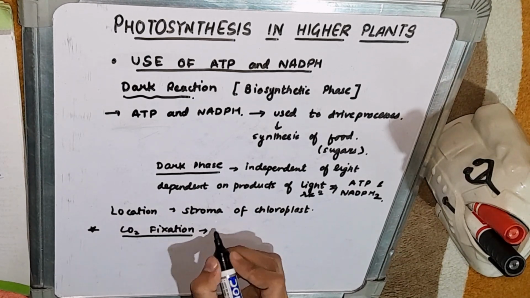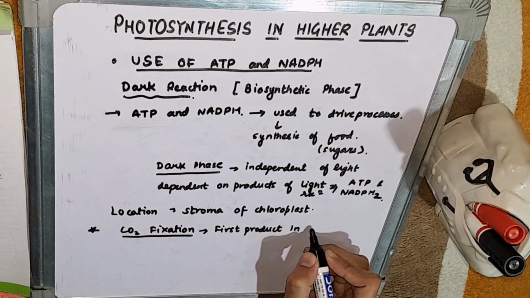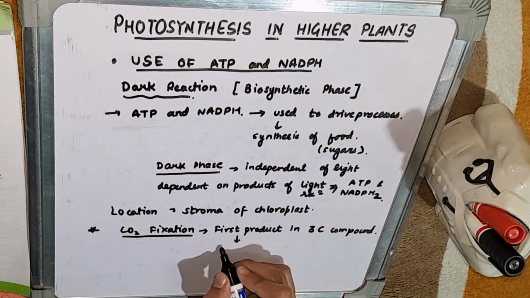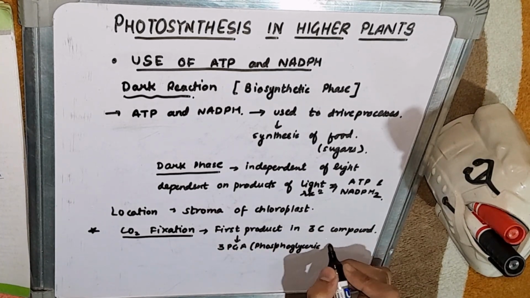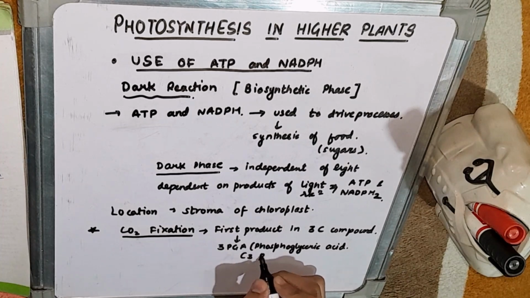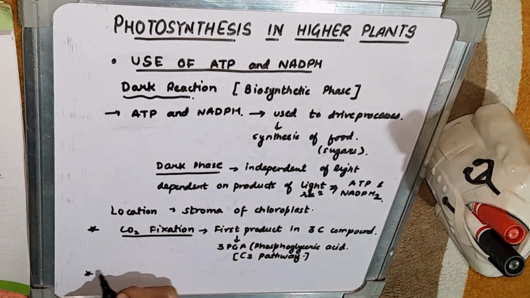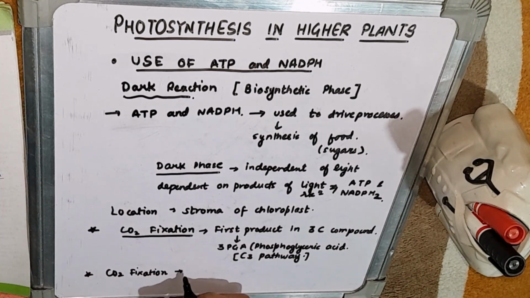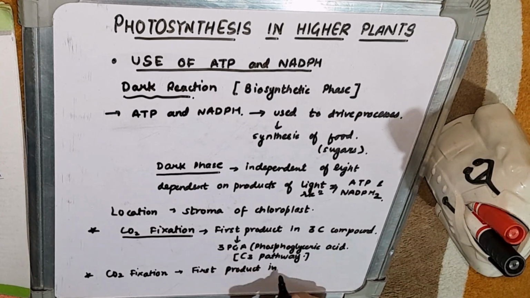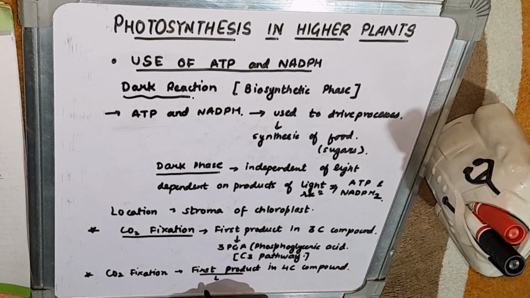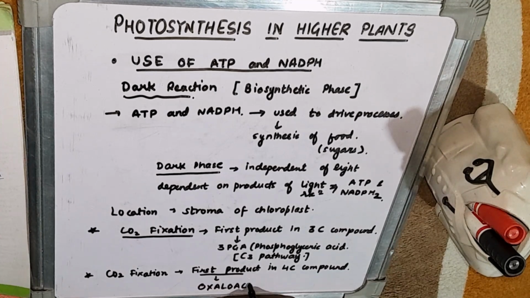Now, the first stable products of carbon dioxide fixation. The first product in the C3 pathway is a 3 carbon compound, that is 3 phosphoglyceric acid. And in the C4 pathway, the first product is a 4 carbon compound, which is your oxaloacetic acid.